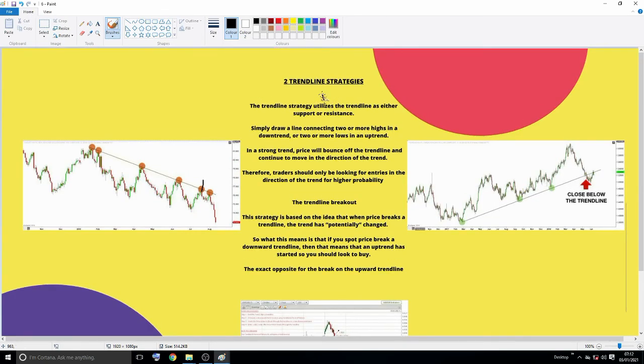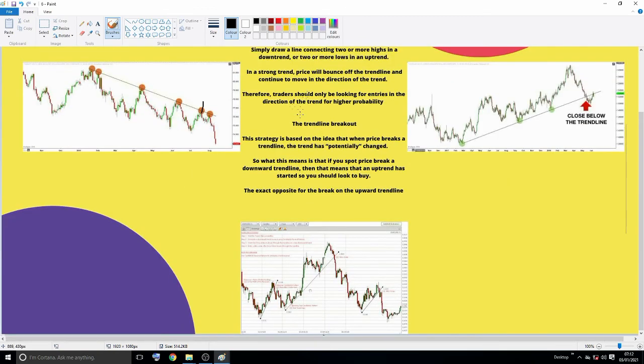So that was the first strategy. You are trading with the trend. You are moving with the trend. The second strategy is the trend line breakout. This strategy is based on an idea that when the price breaks a trend line, the trend has potentially changed, right? As you can see here, let me show you. We had this trend line, and then as soon as the price broke these levels, the direction changed. So that's the idea behind the trend line breakout strategy: when the trend line is broken, we start looking for sells.